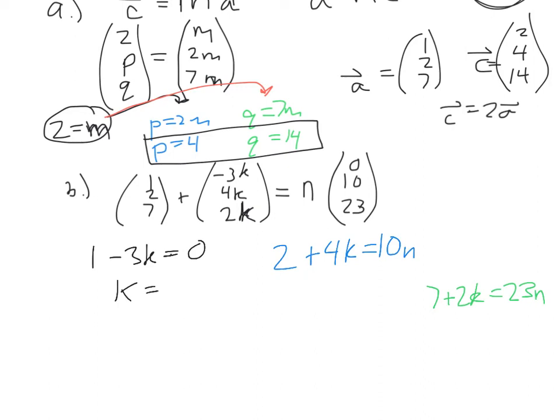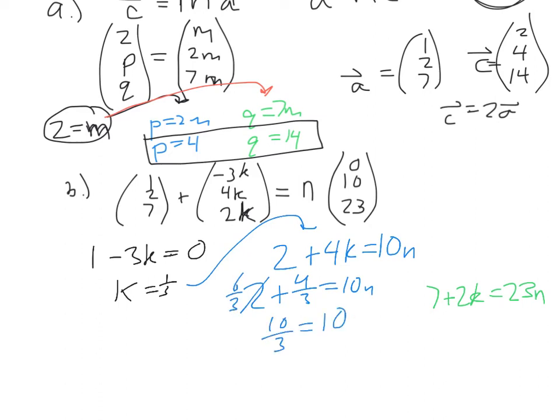Looks like in this first equation, we're going to find that k is 1/3. So that value of 1/3 needs to follow through and function for all of these others. So substituting into this middle equation, we'll get 2 plus 4/3 is 10n. Let's see here. If I make this thing 6/3, I'll wind up with 10/3 equals 10n. And so when I divide by 10, I'll get that n has to be 1/3.